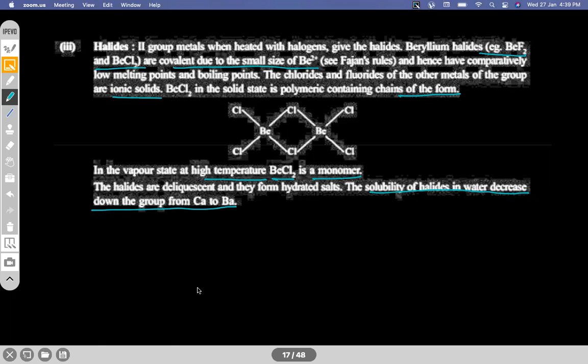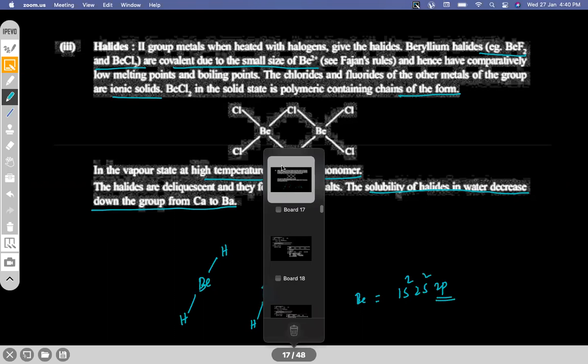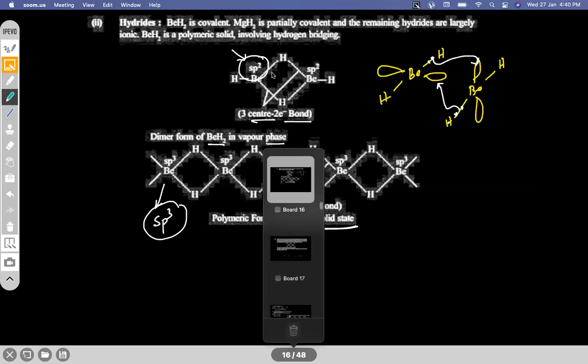BeH2 vapor phase, see. In vapor phase we have a dimer, right? If you look at the configuration, 1s2, 2s2, 2p is vacant. So 2p orbitals will overlap on both sides. Subshell, we can say 2p, and which orbital in 2p, that we cannot say. Two orbitals of p. Yes, you see, hybridization is sp2, right? So 1s and 2p orbitals overlap. So in vapor phase.